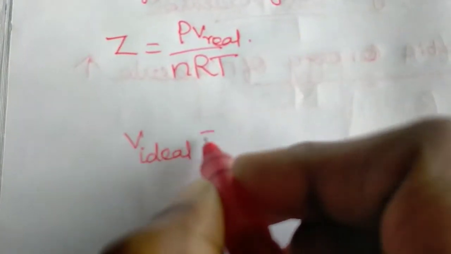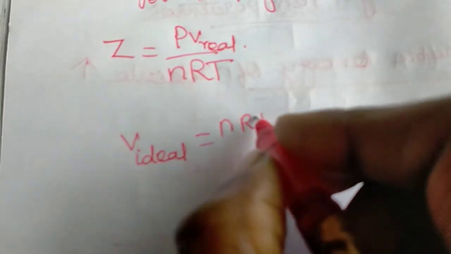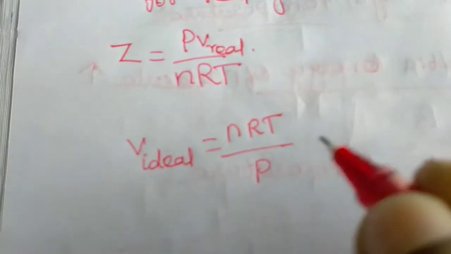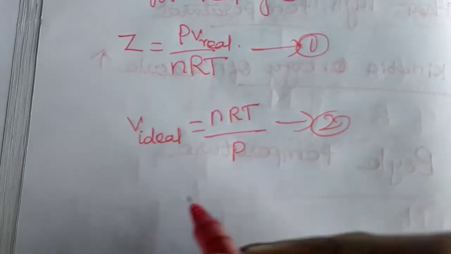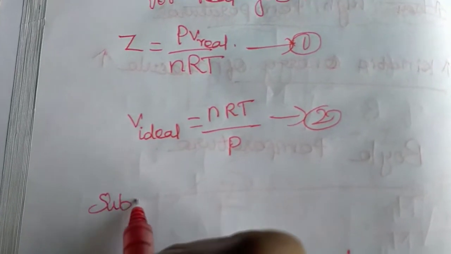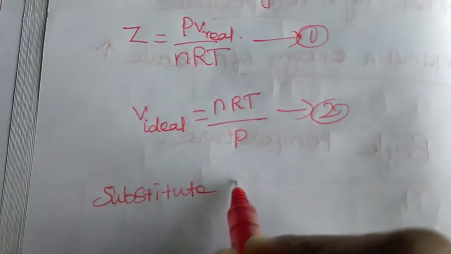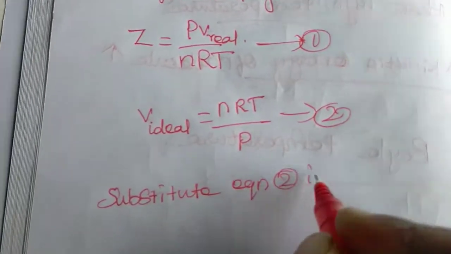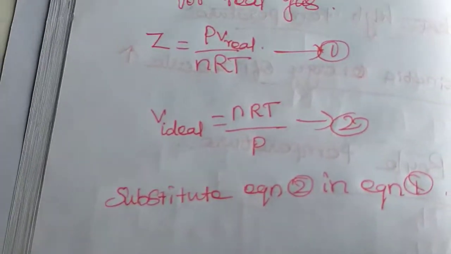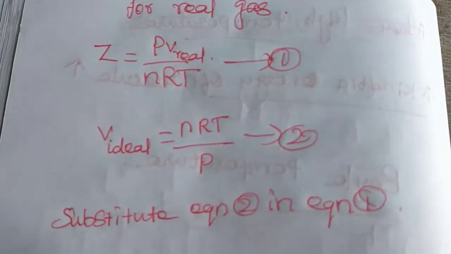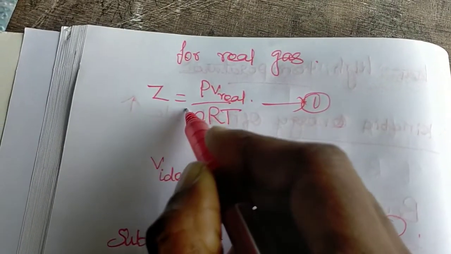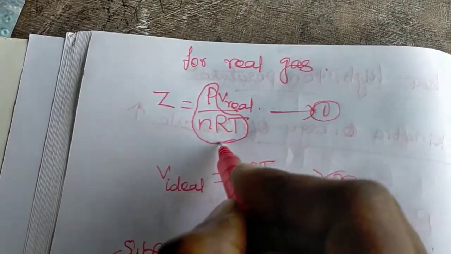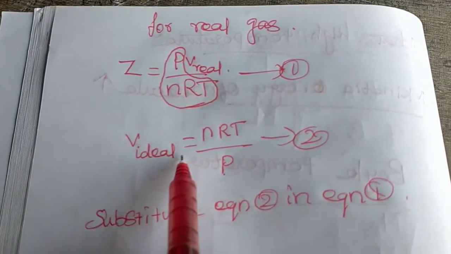Then consider V ideal is equal to nRT divided by P. So this is the first equation, this is the second equation. Substitute equation 2 into equation 1. nRT divided by P will become V ideal.